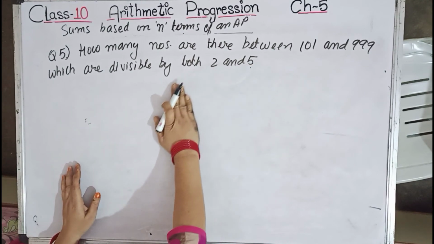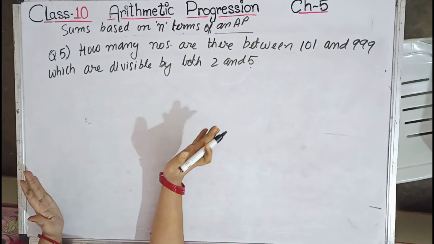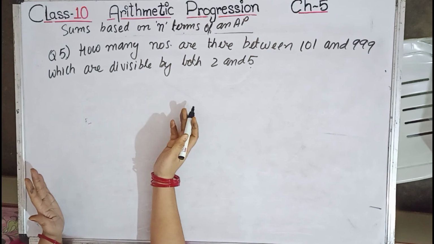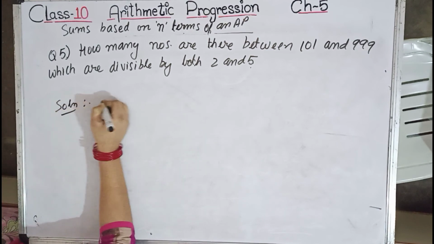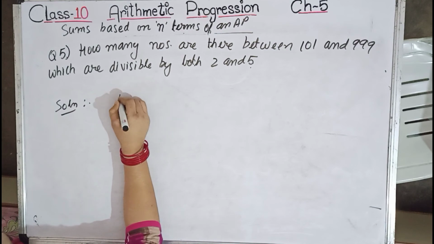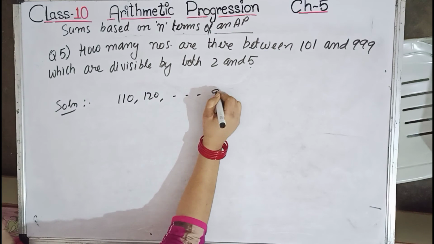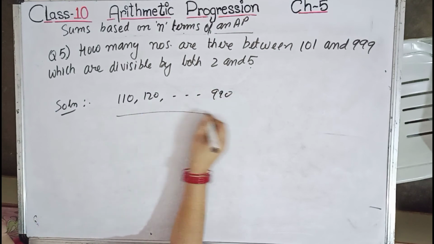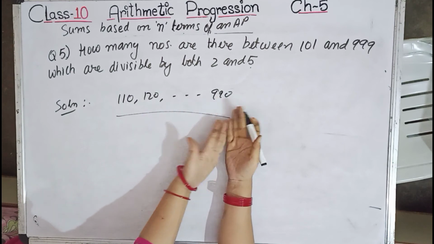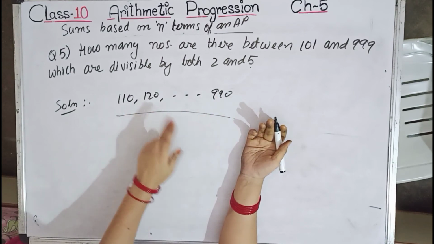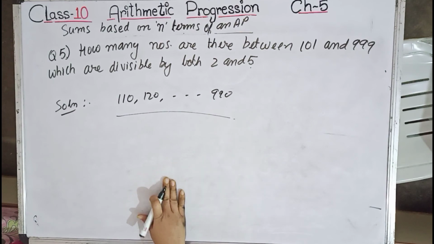I think you understand what we have to do. The solution you can do, because this type of solution we have done. The given AP will be 110, 120 and so on till 990. The first term is 110 and the last term is this one, and the common difference is 10. So please solve this question. It's an assignment for you as well.